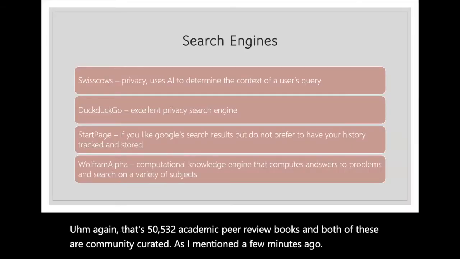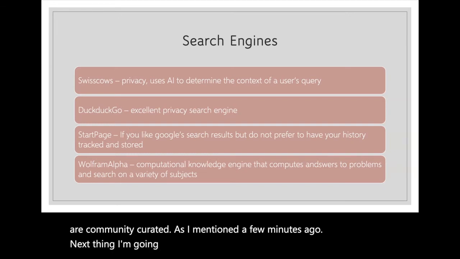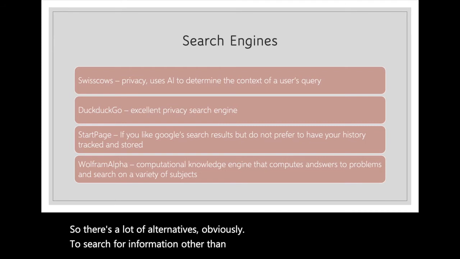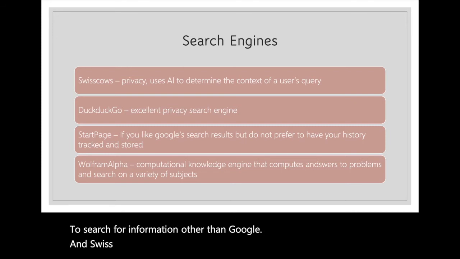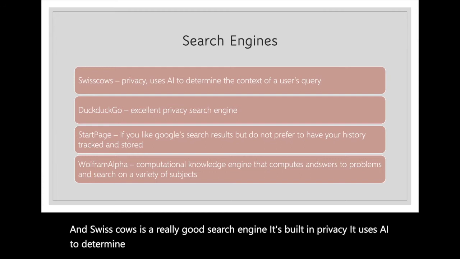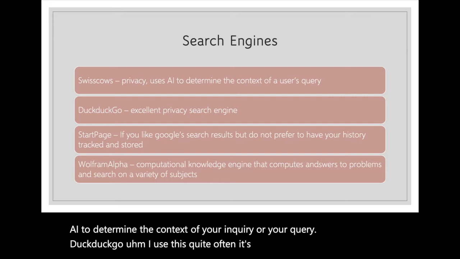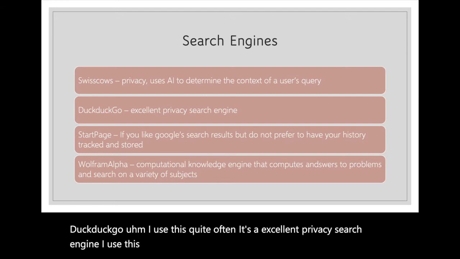All right. The next thing I'm going to talk about is search engines. There are a lot of alternatives, obviously, to search for information other than Google. Swisscows is a really good search engine. It has built-in privacy, and it uses AI to determine the context of your query. DuckDuckGo, I use this quite often. It's an excellent privacy search engine. I use this across all of my devices, my iPad, my iPhone.